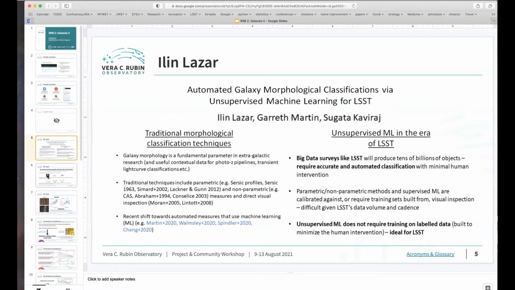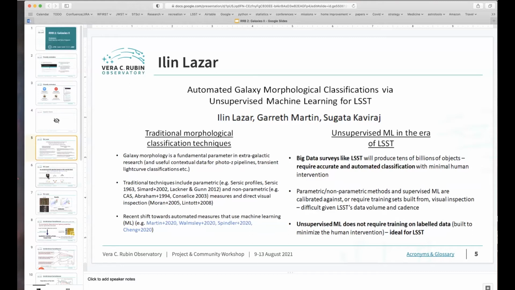Just to mention that in terms of galaxy morphological classifications, we have seen a significant shift from traditional techniques to more automated measures that use mainly supervised machine learning. And big data surveys such as LSST and JWST will produce exabyte scales of data in the coming decade. For that reason, we'll require machine learning for fast data processing, but we will also need a significant amount of human resources to do the labeling for the training sets. That's if we want to use supervised machine learning.